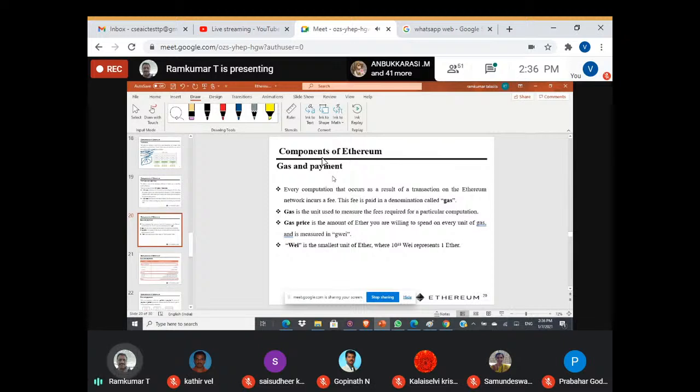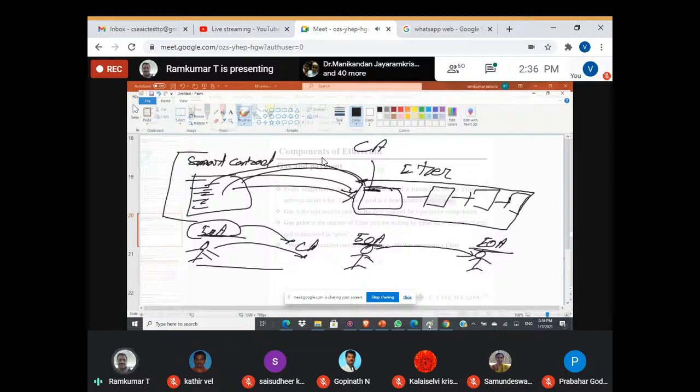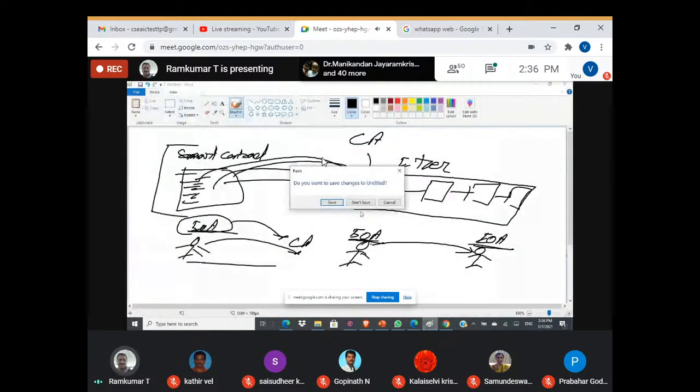It may be a value transfer, or it may be a smart contract execution, whatever it may be. When you are deploying your transaction, you have to pay something. That is in terms of gas, for which I usually give the example that gas is like your fuel. Gas is your fuel.